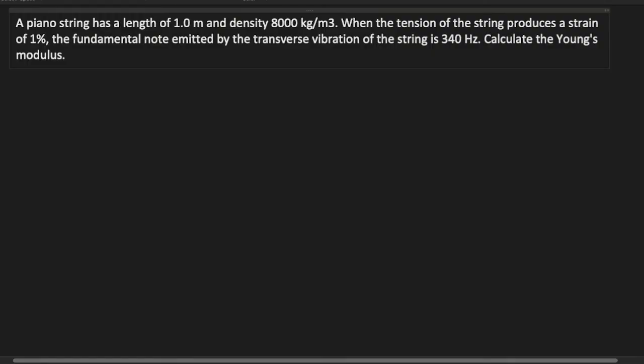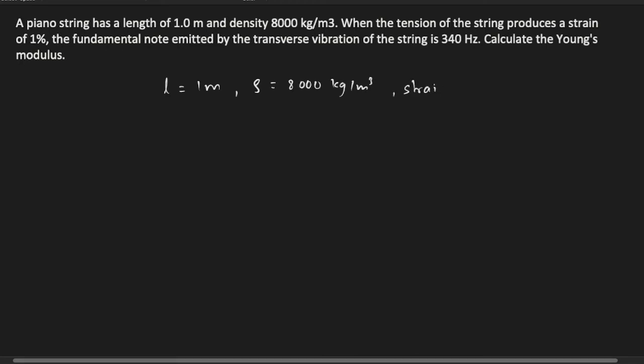Fourth question is on the screen. A piano string has a length of 1 meter and density of 8,000 kg per meter cube. The tension on the string produces a strain on the wire of 1%, that is 1 by 100, that is 0.01. The fundamental note emitted by the transverse vibration, the fundamental frequency, is 340 hertz.